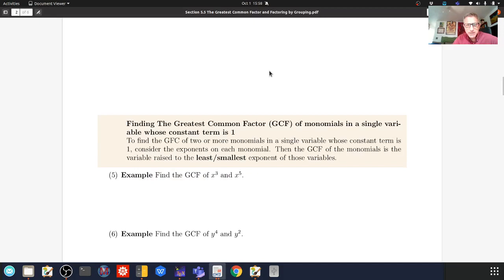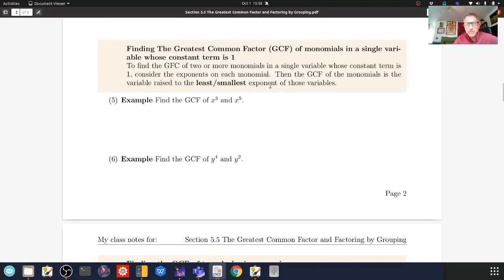So now we're going to extend this concept to monomials. And it's really easy. Monomials in a single variable whose constant term is 1. Super simple. To find the GCF of 2 or more monomials in a single variable whose constant term is 1, consider the exponents on each monomial. Then the GCF of the monomials is the variable raised to the least or the smallest exponent of these variables.